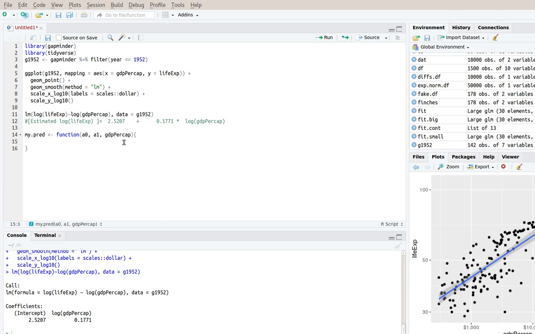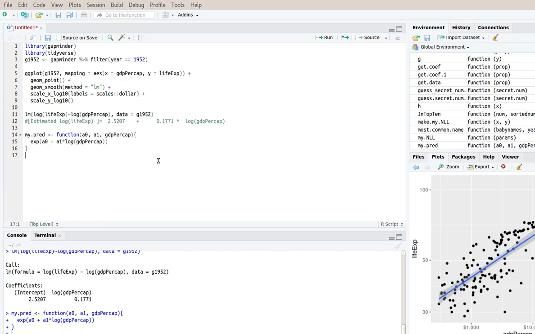Okay. So to predict the log of the life expectancy, you do A0 plus A1 times log GDP per capita, right? But that's the predicted log life expectancy. If you want to go back to just predicting life expectancy, one thing you could do is say exp of this. I should say this is not exactly the expected life expectancy because there are complications there, but you can make this be kind of the predicted life expectancy. That's going to be like that.